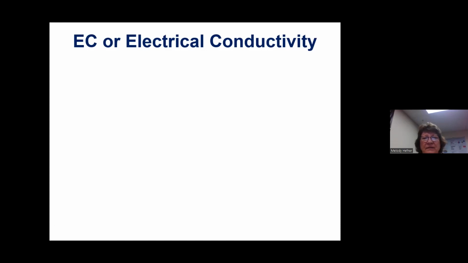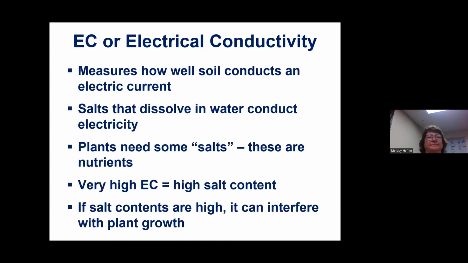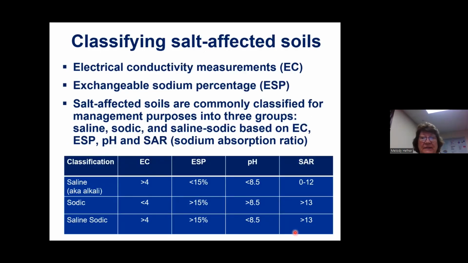If the soil conductivity is very high, it measures how well soil conducts electricity. If the EC is very high, it means you have a high salt content. And then you can be getting into problems because you have salts in the soil that plants don't need, like sodium. And at those high concentrations, high salt contents can interfere with plant growth. So if you've had your soil tested, and if the EC is very high, you may want to do additional testing to see if you have salt-affected soil.